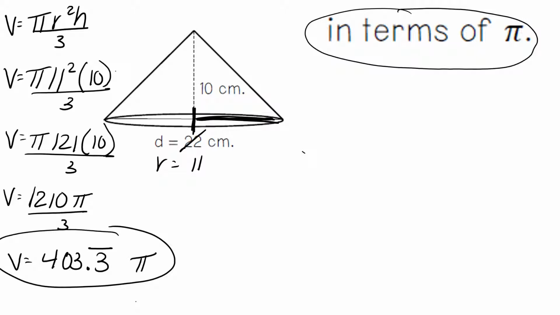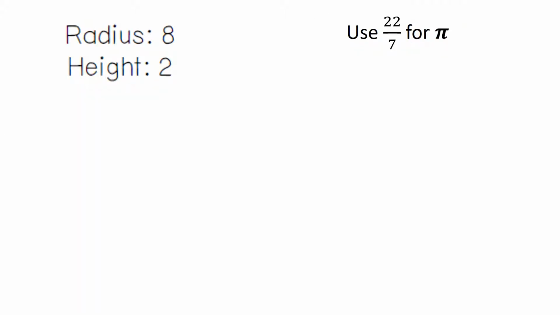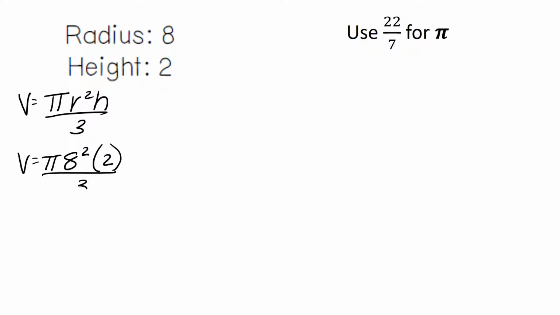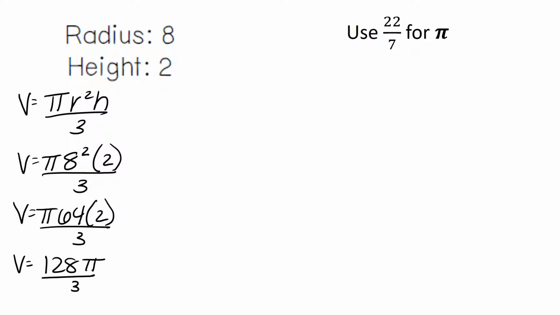403.3 repeating pi. For this problem, it doesn't give us a picture, but it does give us the radius and the height. So we can go ahead and plug it into our cone formula, V equals pi r squared h divided by 3. Our radius, it tells us, is 8, so 8 squared, and our height is 2. 8 squared is going to give us 64. 64 times 2 is going to give us 128. 128 divided by 3 is going to give us 42.6 repeating. That decimal repeats.